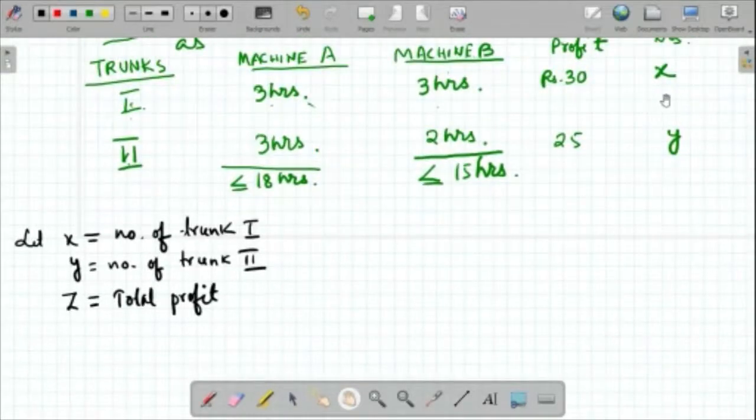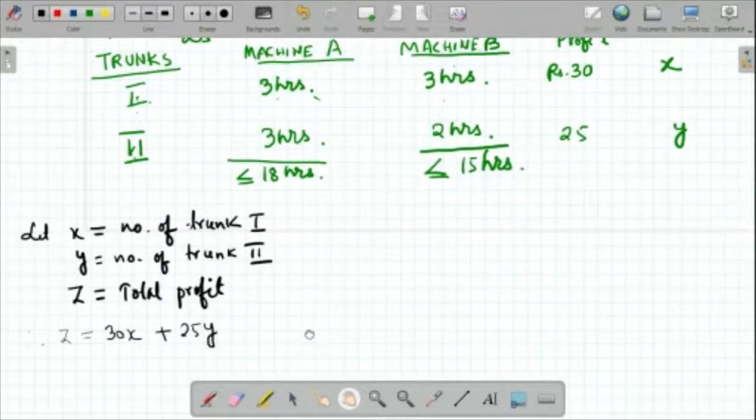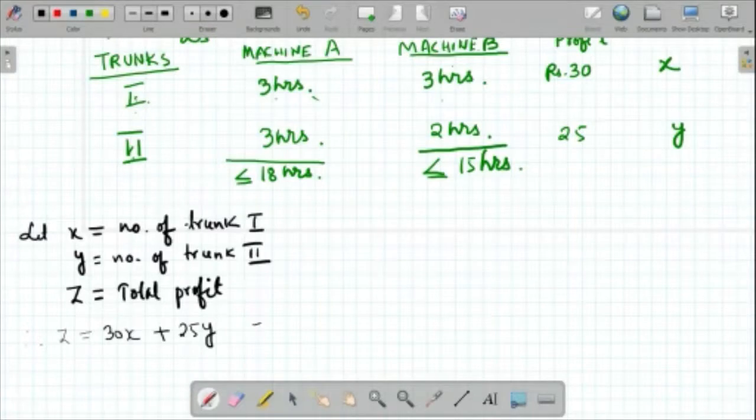Trunk 1 gives a profit of 30 rupees per unit. If we make x of trunk 1, the profit will be how much? Therefore, our z will be 30 times x plus, for y units of trunk 2, 25 times y, right?